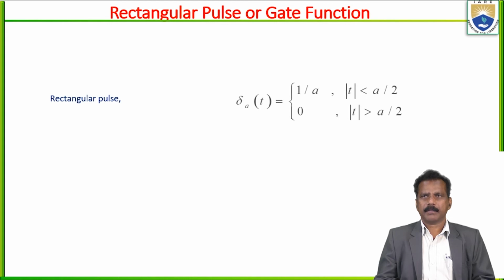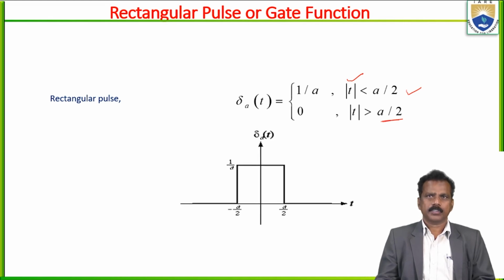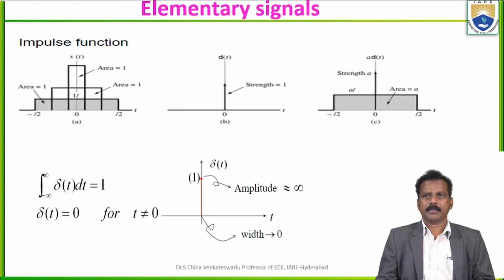Based on this rectangular pulse, delta a of t is equal to 1 by a for mod t less than a by 2, and 0 for mod t greater than a by 2. So this rectangular pulse will appear like this.